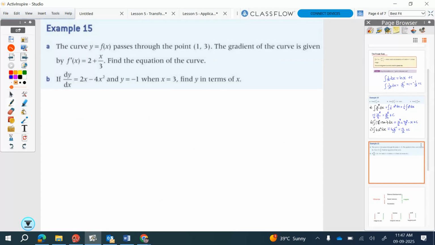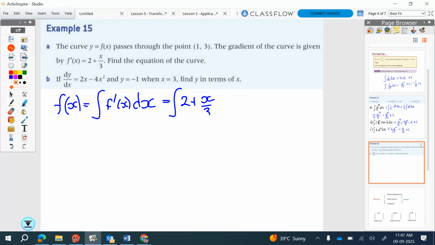We have the curve f of x, which passes through a point. So this is a point on the original curve. We're given the gradient function, we're given the derivative here, and we have to find the original curve. So we are going to find f of x, which is the integral of f prime of x with respect to x. This is from the fundamental theorem of calculus. So in order to do this, we put in our derivative function, which is 2 plus x over 3, and we integrate this with respect to x.